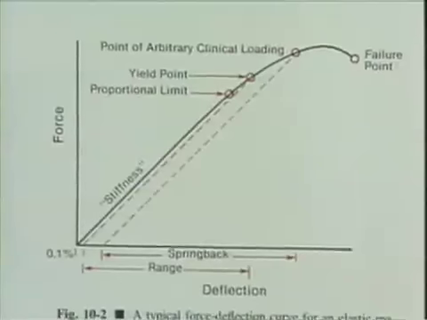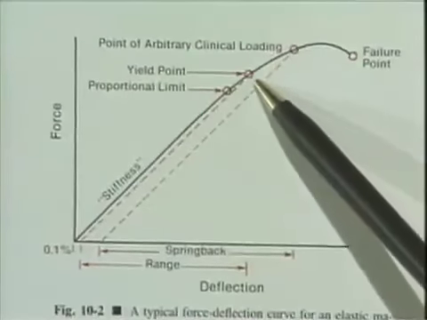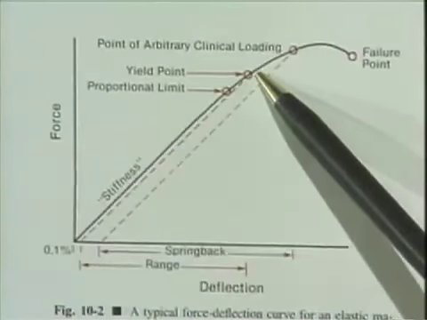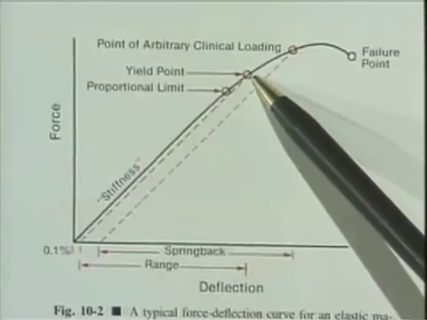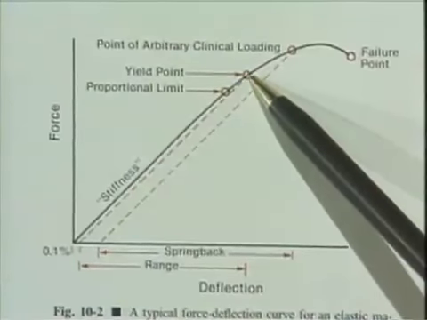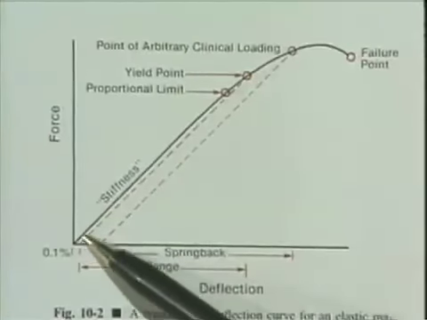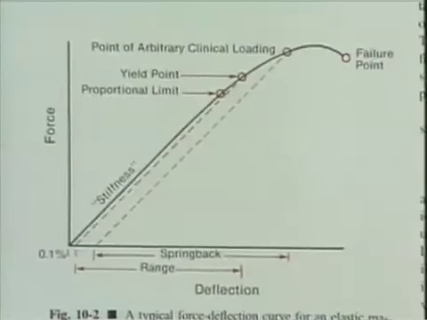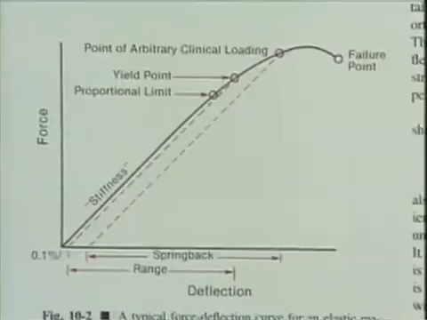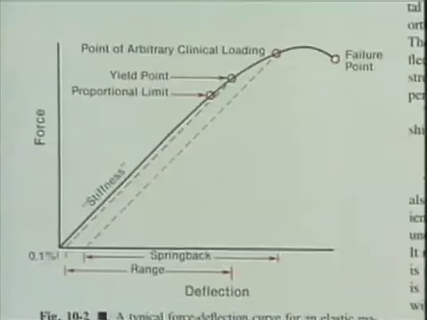A yield point is the point at which there is enough of a deviation from linearity that you can actually measure it, and that's an important thing in determining the strength of the material. That's the point at which there's a 0.1% deviation from linearity. If you take the wire to its yield point, it won't quite spring back to where it started from.